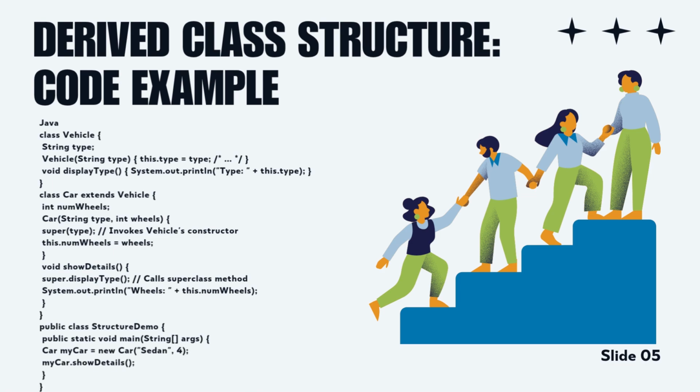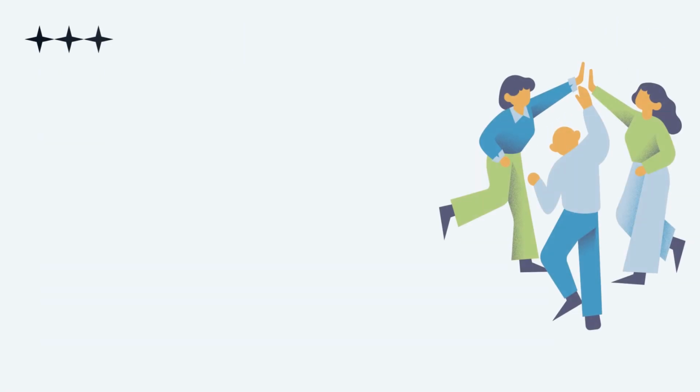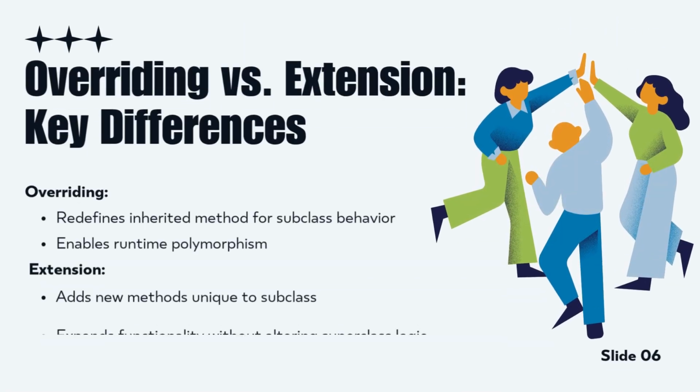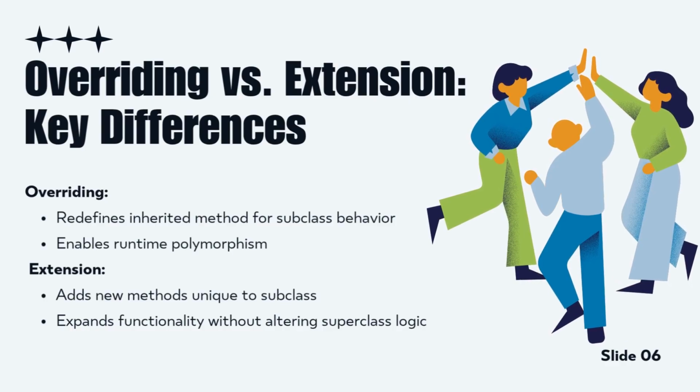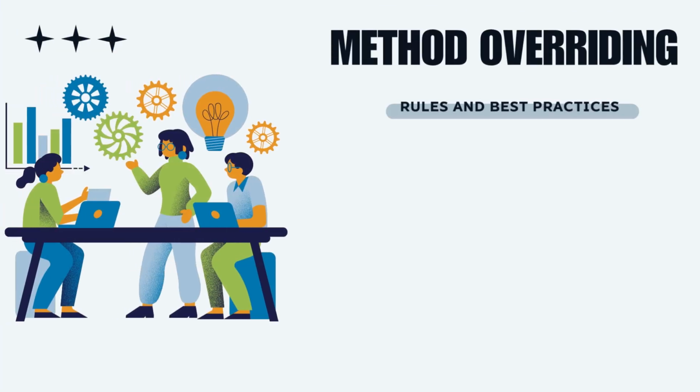This is a crucial distinction. Overriding redefines an inherited method for specific subclass behavior, which is how we get runtime polymorphism. Extension is much simpler. It just adds new methods unique to the subclass, expanding its capabilities without changing the parent's logic. Overriding must follow strict rules.